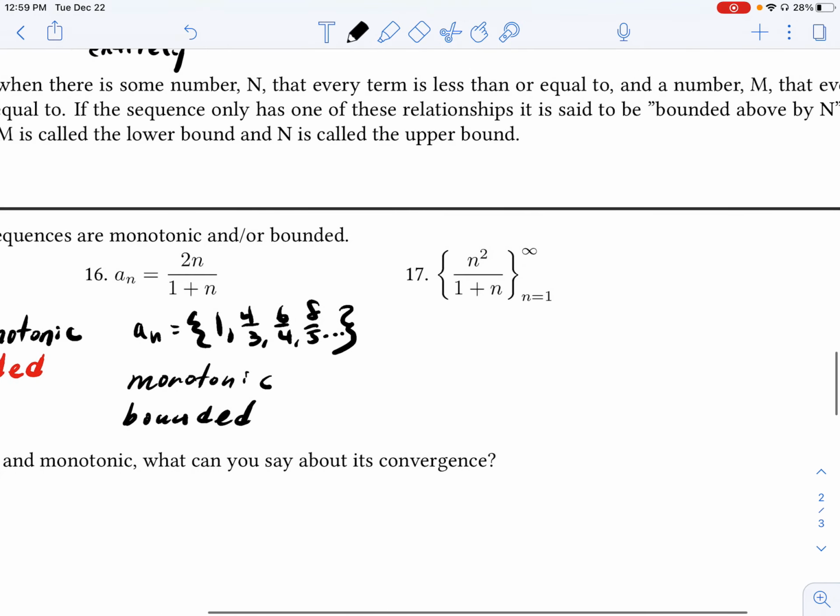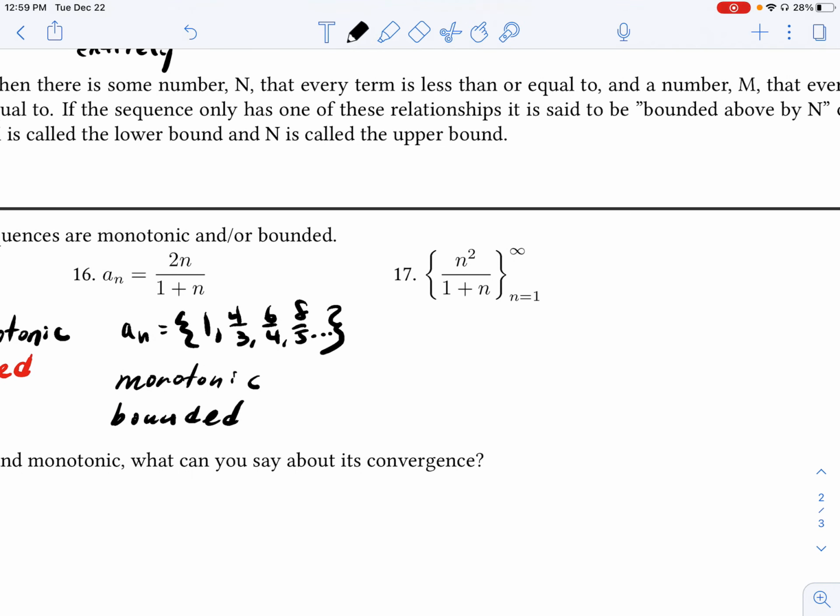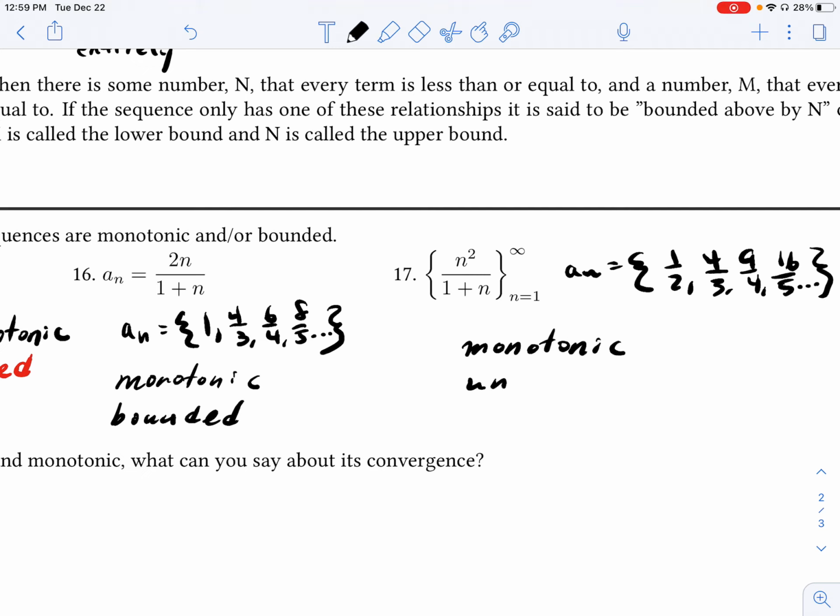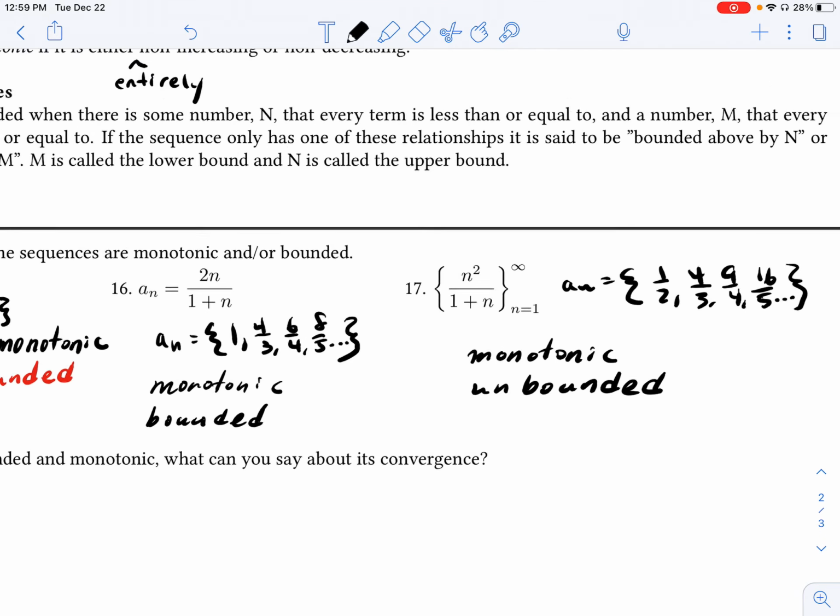Okay. For number 17, this sequence would look like this: 1/2, 4/3, 9/4, 16/5, and so on. This sequence is monotonic. It's going to continue to increase. It'll never decrease again. But this sequence is unbounded, meaning there doesn't really seem to be an upper bound or an upper limit, if you will. It just continues to increase.